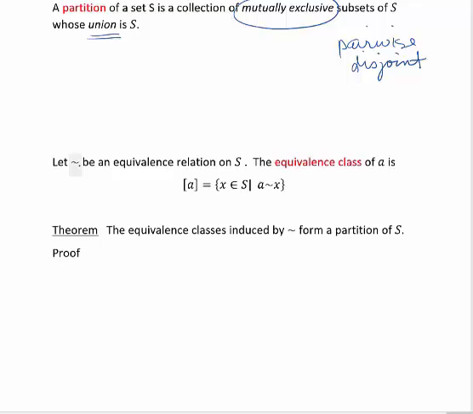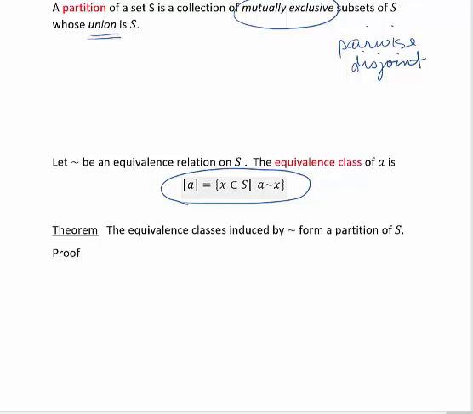Let's call it squiggle. Let squiggle be an equivalence relation on S. The equivalence class of A is denoted by square bracket A, and it is the set of all X in S such that A is related to X. So the equivalence class of A is the set of all other elements in S that are related to it by squiggle, whatever relation it is.